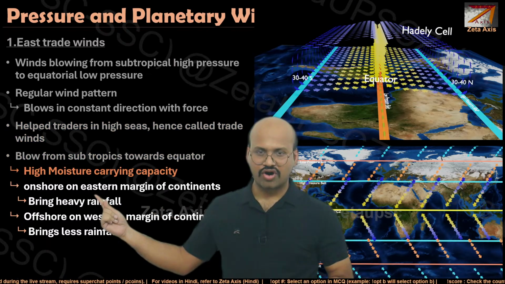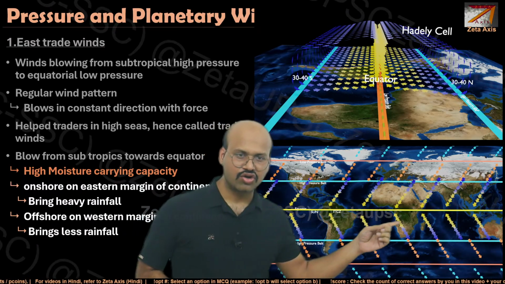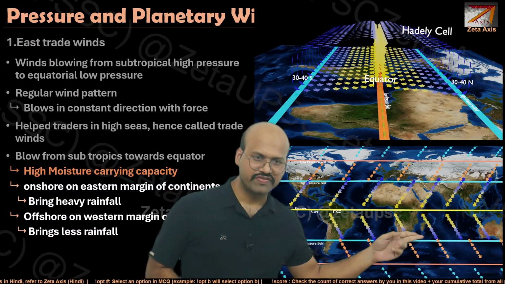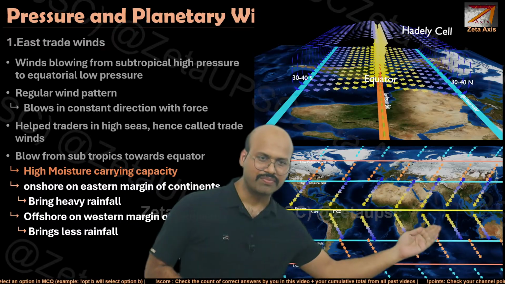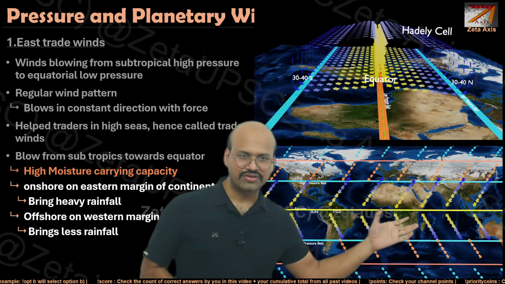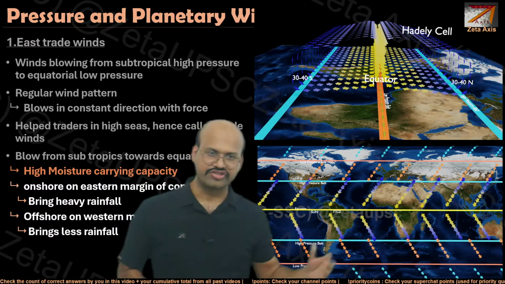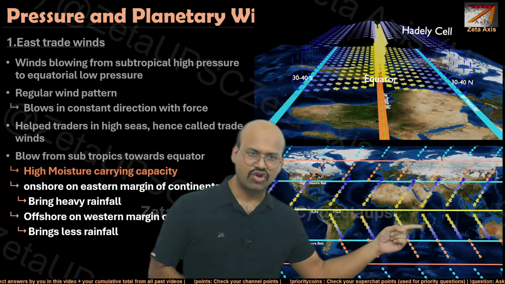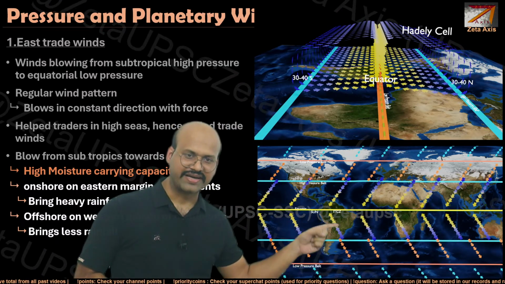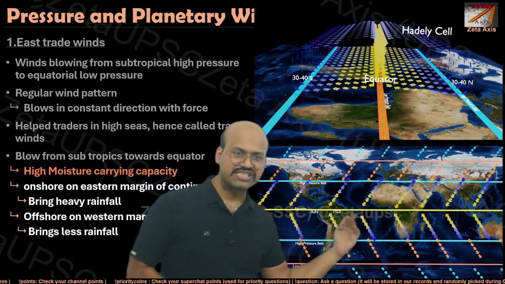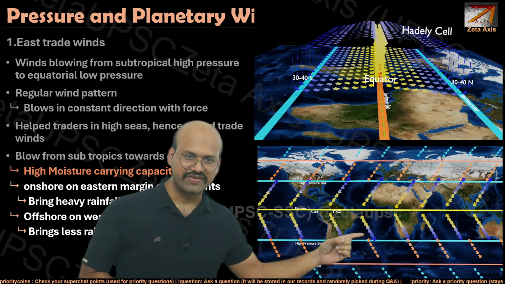They are onshore on the eastern margin of continents. So if we see these trade winds over here, and if we see the continent of Africa, we will see that on the eastern margin of Africa, the wind is onshore, that is, the wind is moving from the ocean towards the land. And because it has very high moisture carrying capacity, which we have already discussed, it will bring a lot of moisture from the ocean towards the land, and hence give a lot of rainfall in these regions. So all the regions in this belt on the eastern margin of the continents will have very high rainfall because the trade winds are moving from the ocean towards the land.